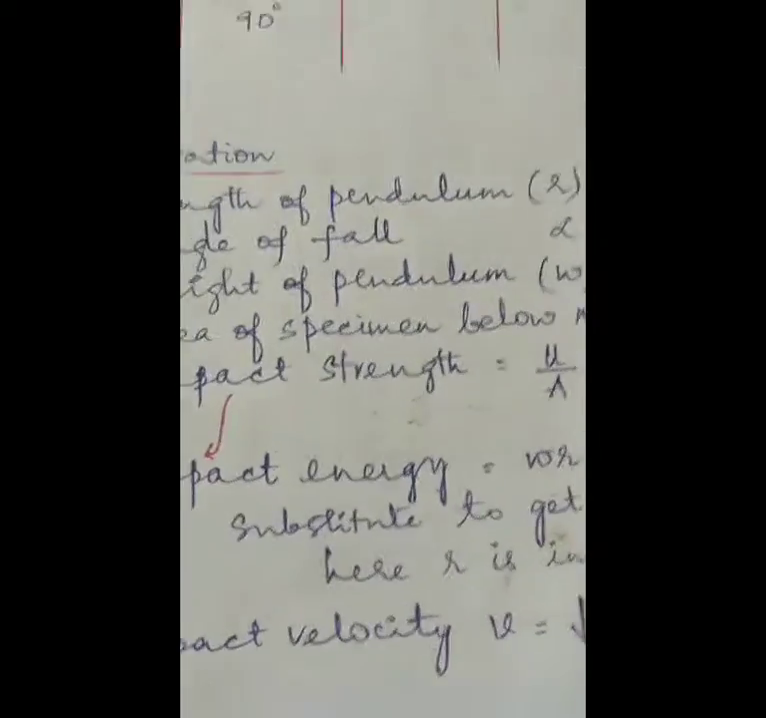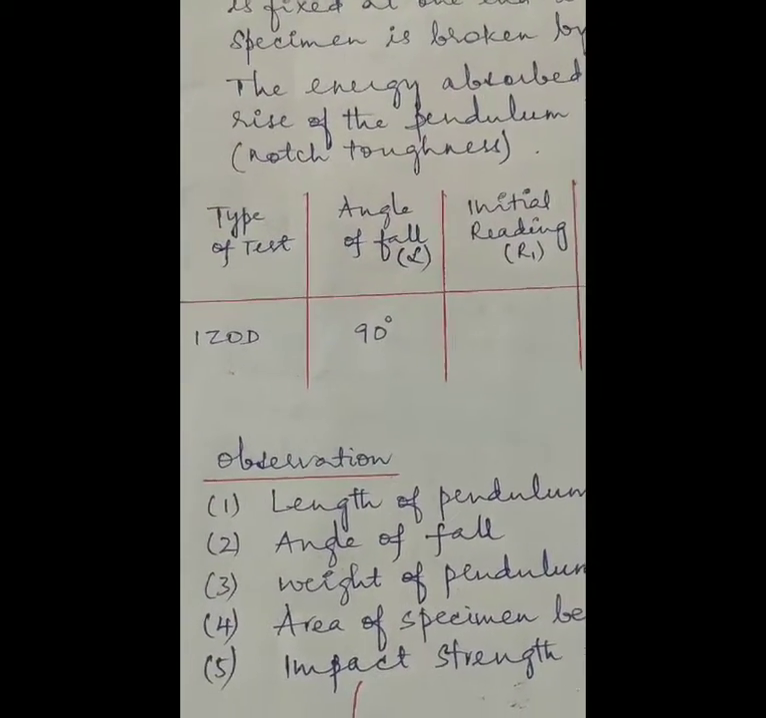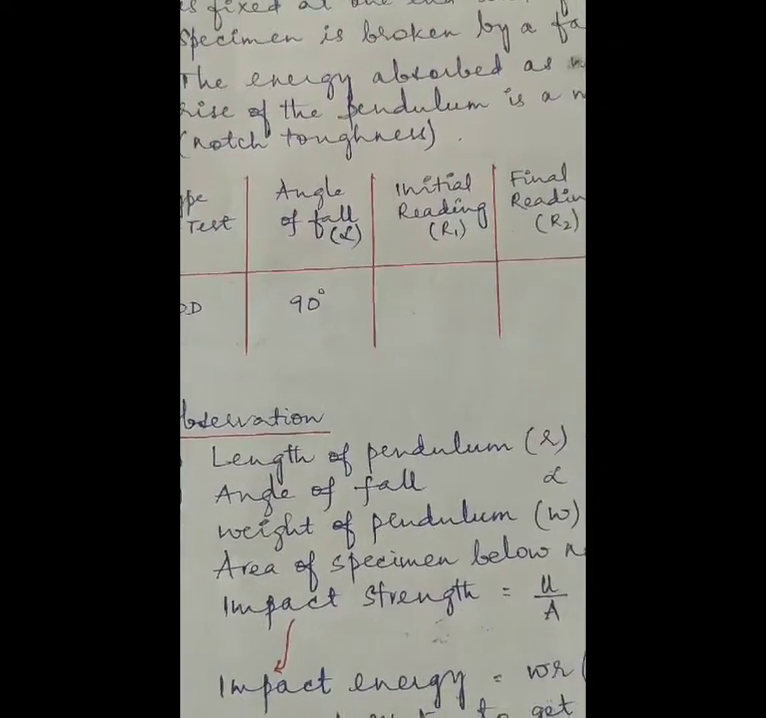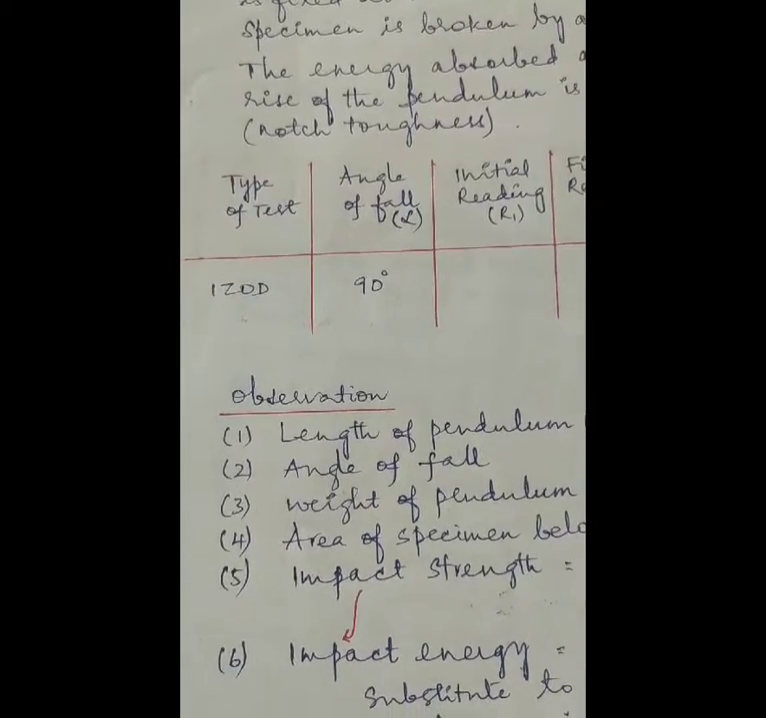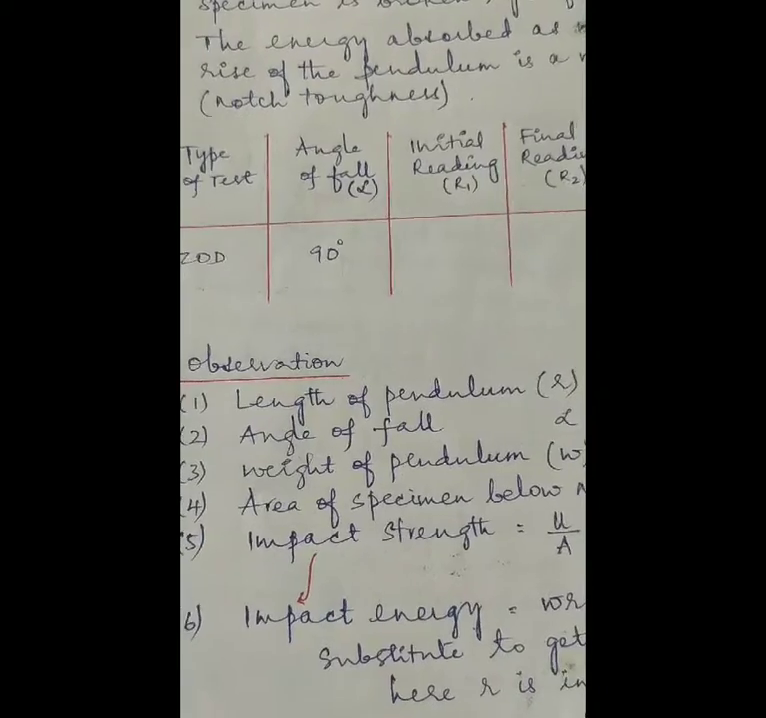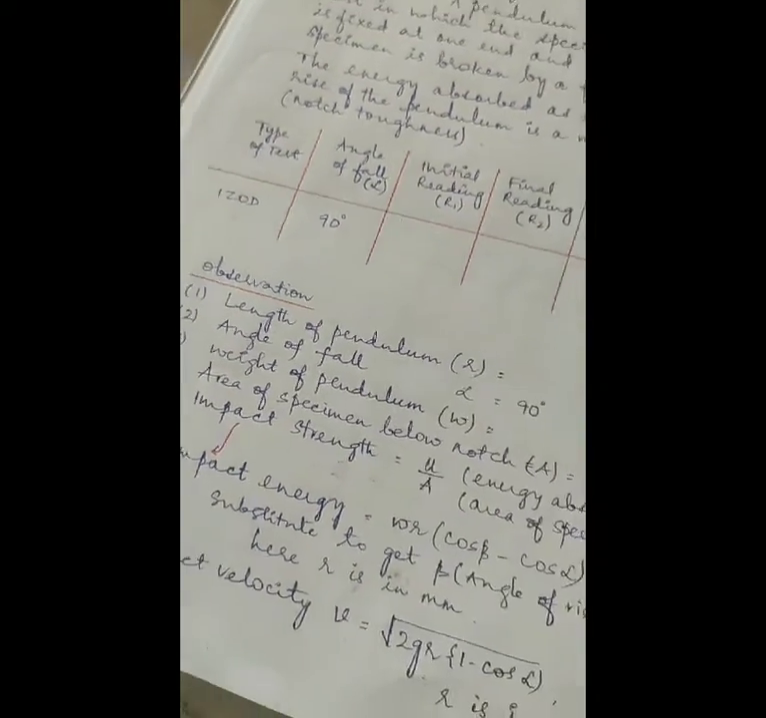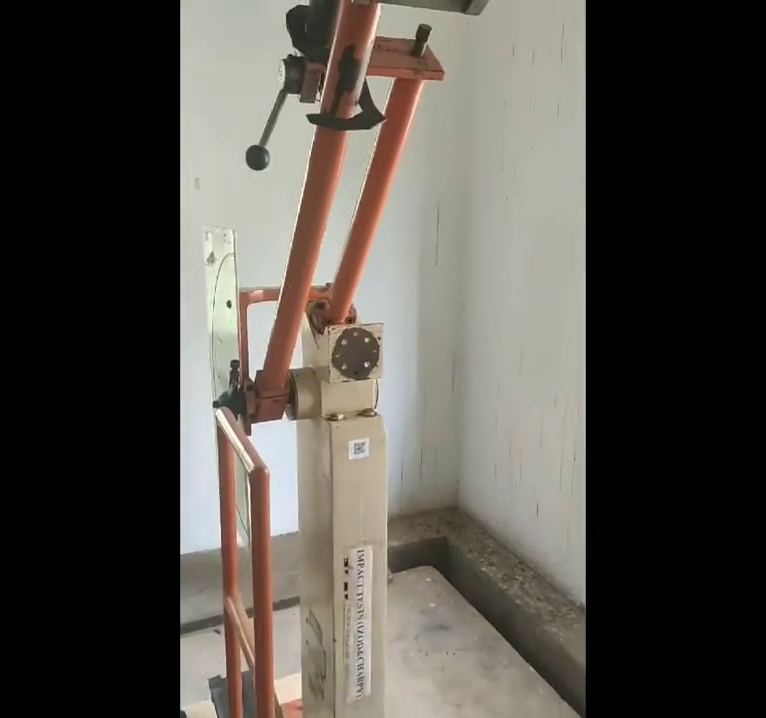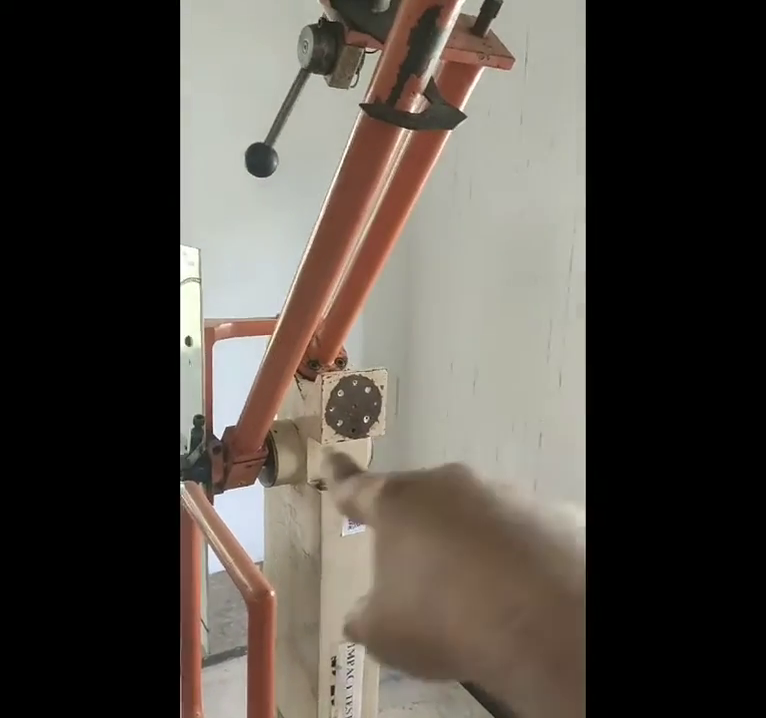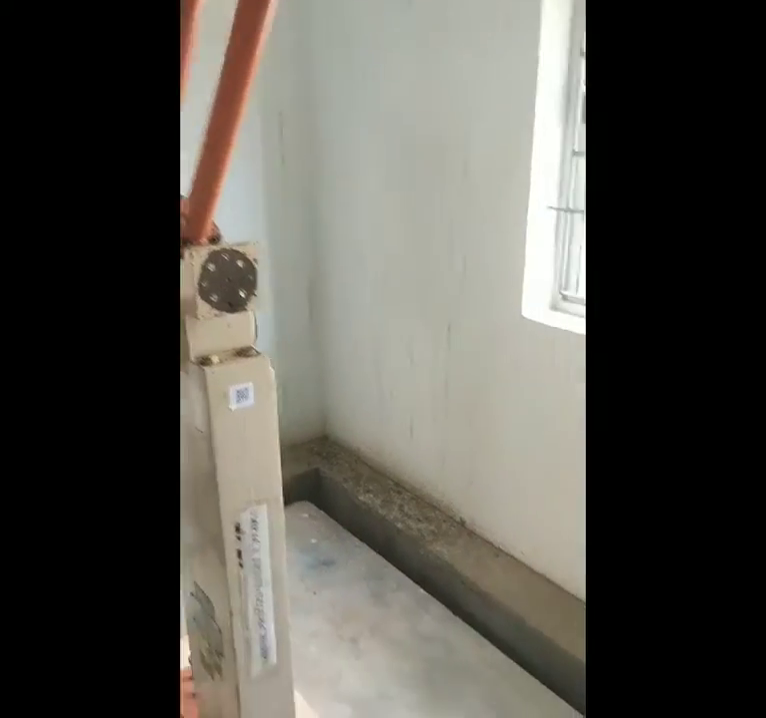Here the tabular column will be like this. The type of test you need to record is whether it is the Izod test or the Charpy test. If the test is Izod, the angle of fall is 90 degrees. If it is the Charpy test, the angle of fall is 140 degrees. Now the pendulum is making an angle of 140 degrees, so it is ready for the Charpy test.